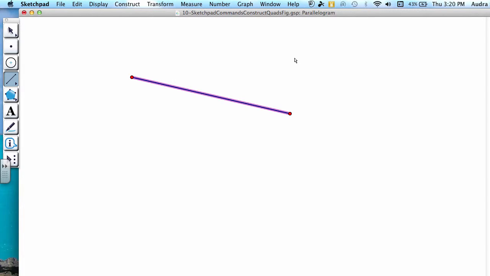Make another segment going in a different direction so that it intersects your first segment. And again, try to make it as long as possible so that you can continue with the construction without any difficulty. Next, we're going to select the point tool, which is the second button down, and construct a point where these two segments intersect.